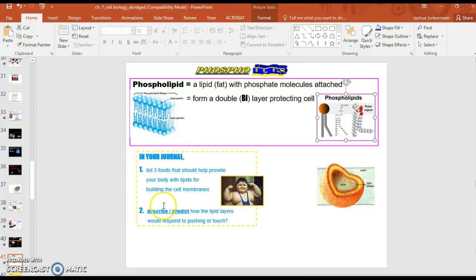Then it says number 2, describe and predict how the lipid layers would respond to push or touch. That's a good question. Think about this boy's body. Now this kid, he's overweight, he's unhealthy. What does his body feel like if you poked at it? If you touched this child, would he feel hard or would he feel soft? Would his body be flexible?